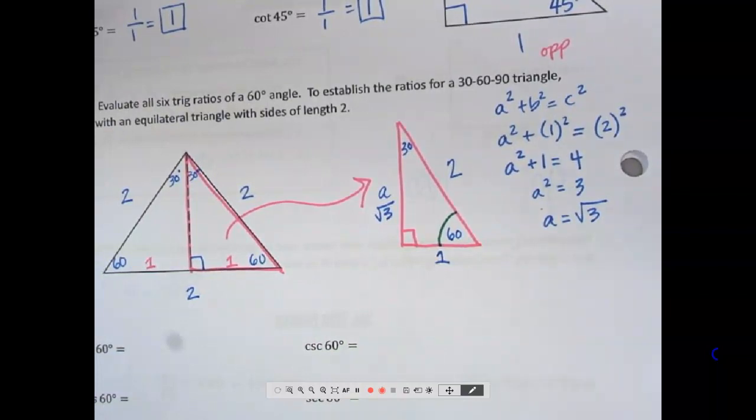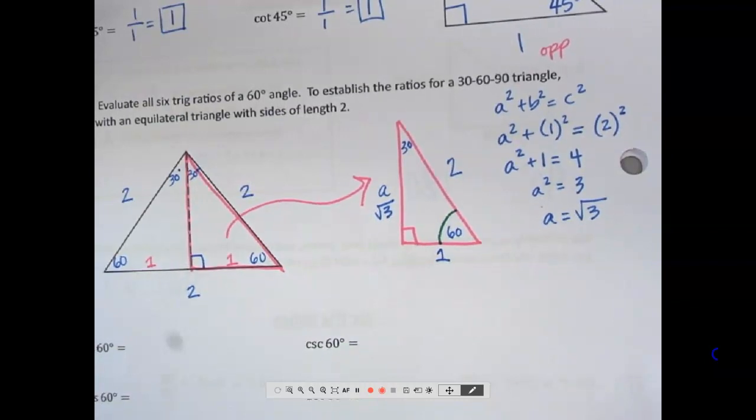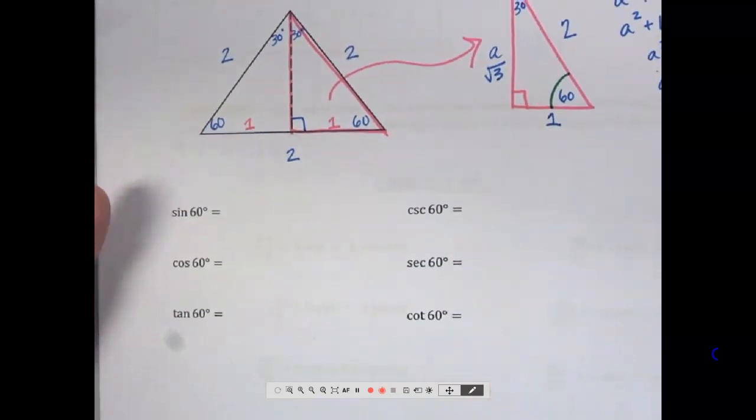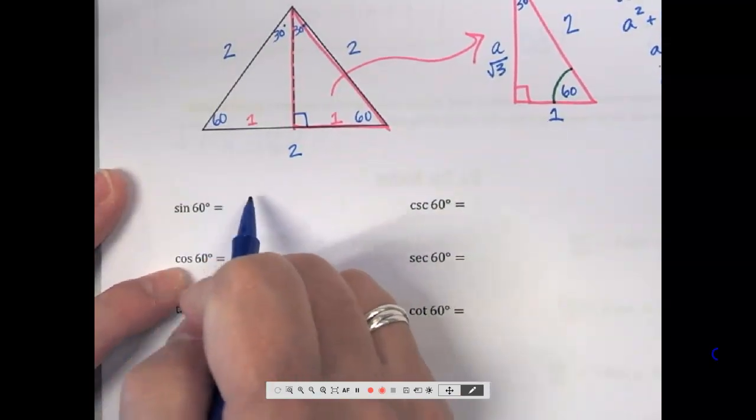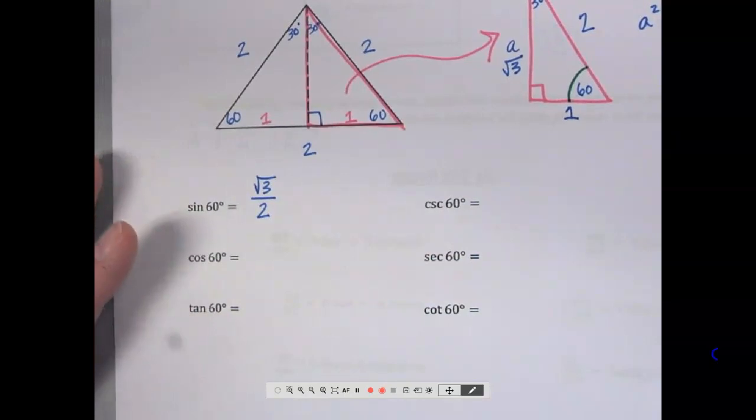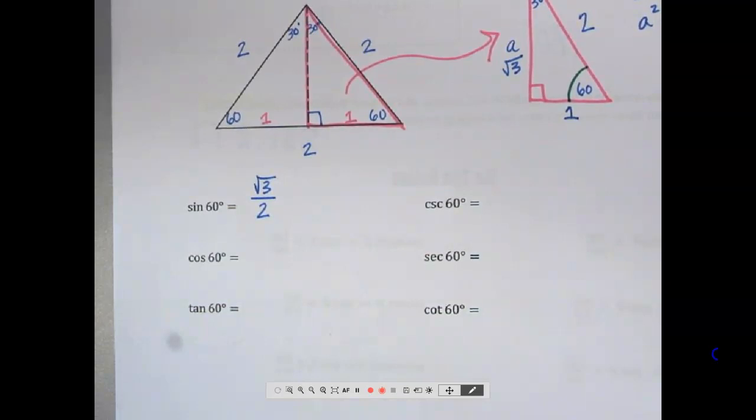So when I say opposite, what length will I use? Square root of 3. When I say adjacent, I will use 1, and hypotenuse will be 2. All right, so let's set it up. Sine is what over what? Opposite over hypotenuse. Square root of 3 over 2. Is that already simplified? Yes. Radicals up top. That's what we consider to be simplest form, so we're good to go.